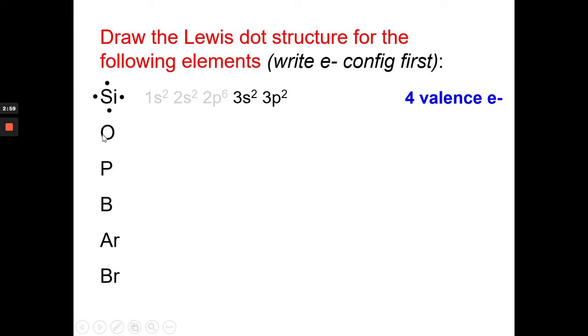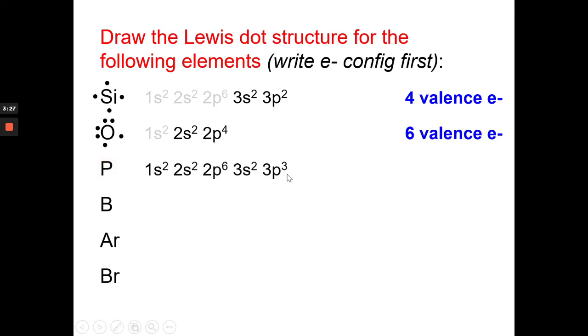The next element we can look at is oxygen. Oxygen's atomic number is 8. It's found in group 16, so it should have 6 valence electrons. These first 2 are kernel, so the last 6 are going to be valence. That means we're going to put 6 dots around the oxygen to represent its 6 valence electrons. Phosphorus, atomic number 15, found in group 15, should have 5 valence electrons. So here's its electron configuration. Everything except the third level, so the 1s2, 2s2, 2p6, those are all kernel. 3s2, 3p3, those are the 5 valence electrons. And we can represent that with 5 dots.